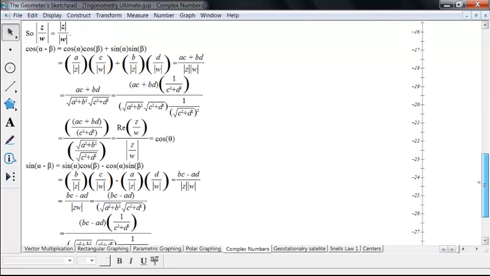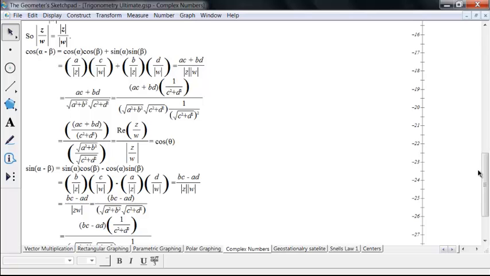Okay, now let's look at the angle. Now remember, alpha is the angle for z, and beta is the angle for w. So cosine of alpha is the real part of z over the norm of z. So it's a over norm z. The cosine of beta is the real part of w over the norm of w. So that's c over norm w. Plus sine of alpha. Sine of alpha is the imaginary part of z over norm of z. So that's b over norm z. And the sine of beta is the imaginary part of w, which is d, over the norm of w.